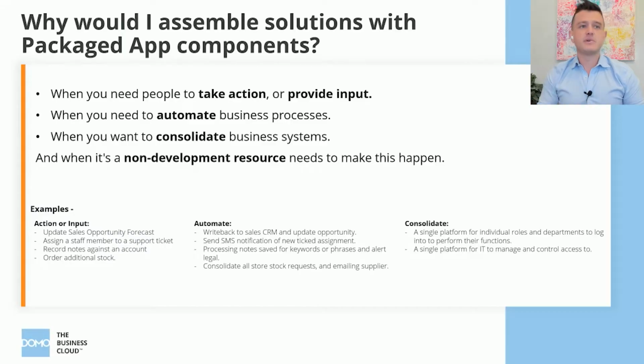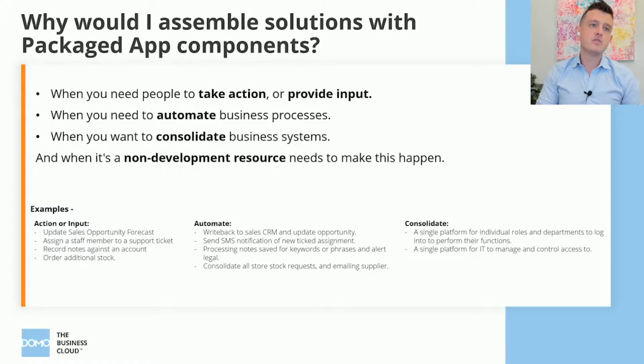I've got a couple of examples down the bottom there just around the different things that you could be doing to take action or to automate or when you want to consolidate your systems. Now, these are just examples, so it's much broader than just these things here. But to give you a bit of an idea, you may be looking to update sales forecasts on your different opportunities from your CRM, and you may want to bring that process into Domo to be assigning staff members to different support tickets or different accounts, and then having that action follow on into the rest of their role.